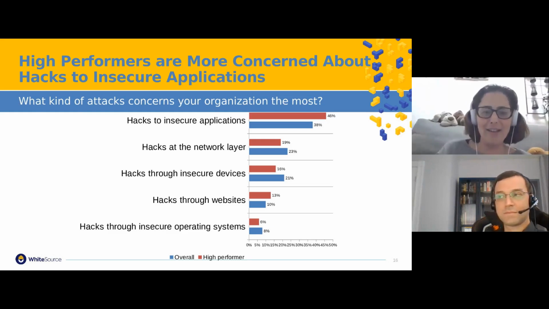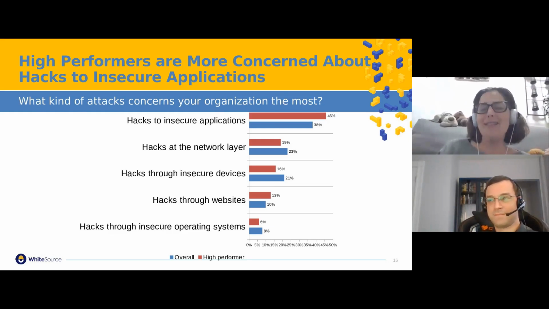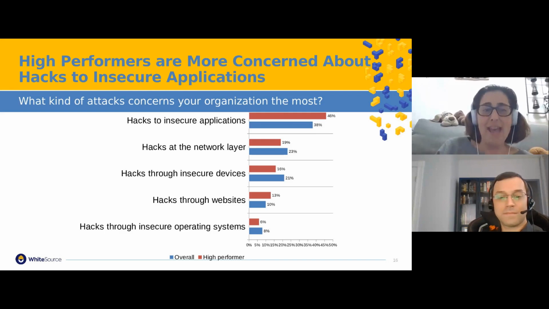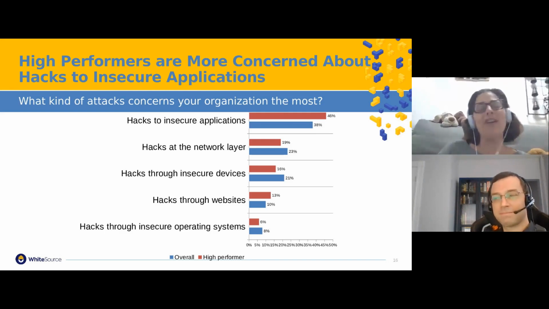And what we can see here is that before we said that the application layer was the most concerning one, but among the high-performing organizations, this is even more extreme, okay? They perceive the application layer as an even higher risk than the overall organization.